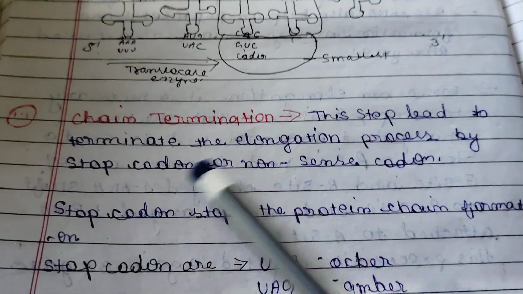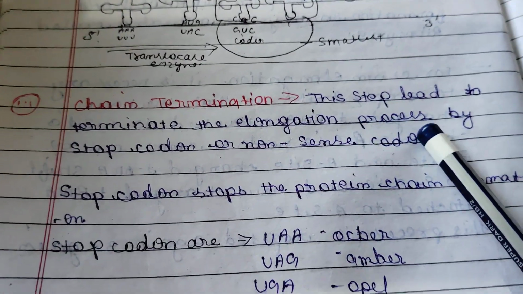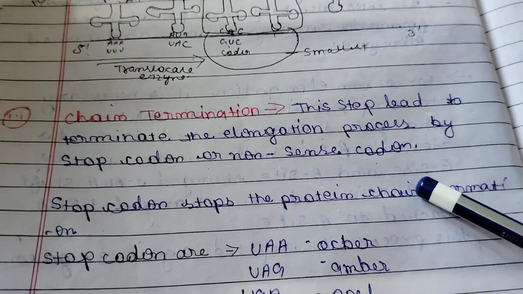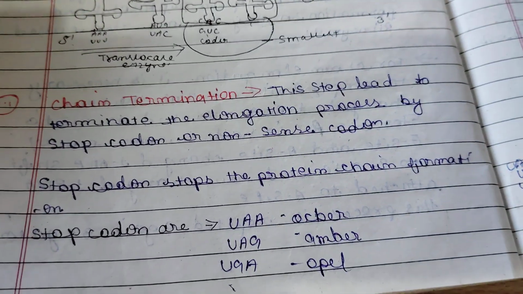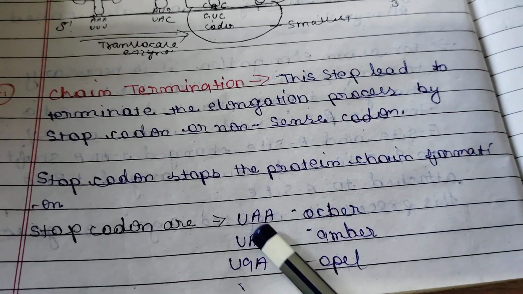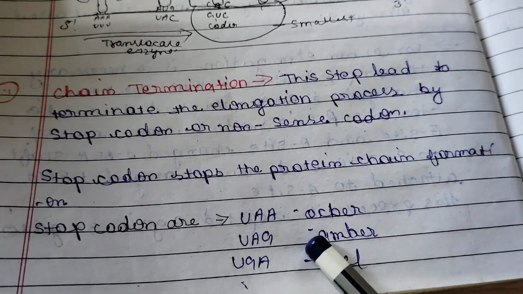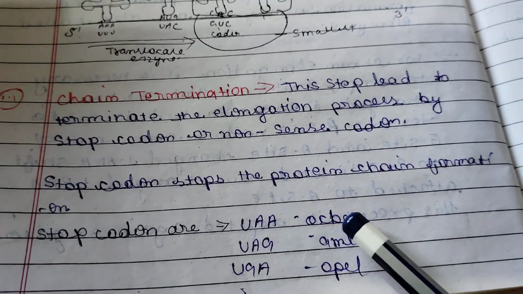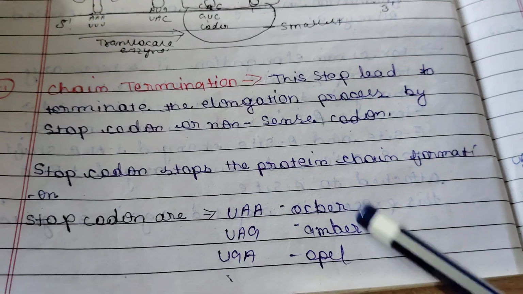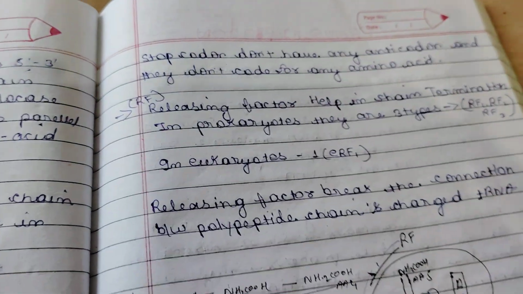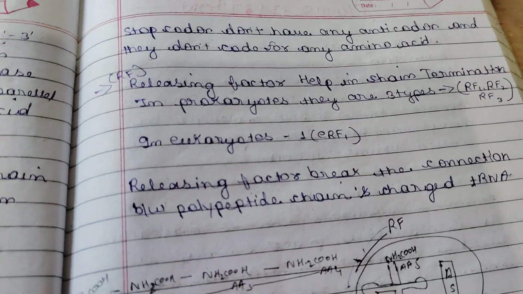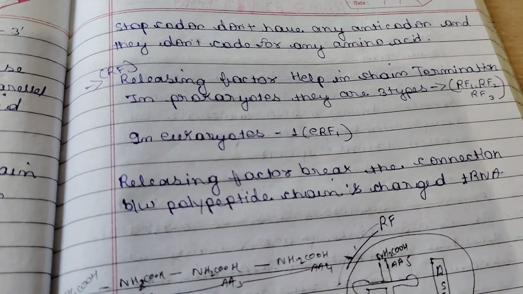This step leads to termination of the elongation process by a stop codon or nonsense codon. The stop codon stops the protein chain formation. The stop codons are UAA, UAG, UGA, also known as Ochre, Amber, and Opal. The stop codons do not have any anticodon, and they do not code for any amino acid.